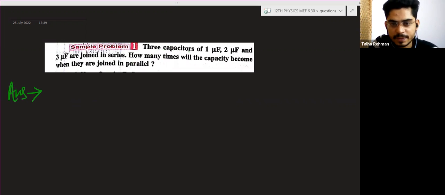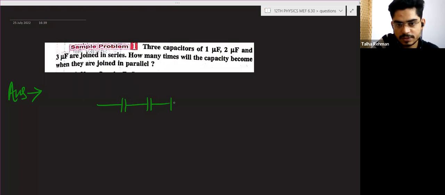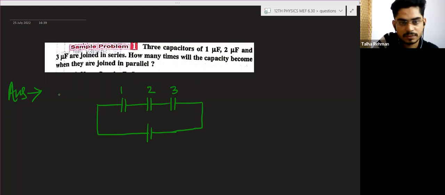See here, three capacitors, 1 microfarad, 2 microfarad, and 3 microfarad are joined in series like this. This is the series combination. And how many times will the capacity become when they are joined in parallel? This is 1 microfarad, this is 2 microfarad, and this is 3 microfarad, connected in series.